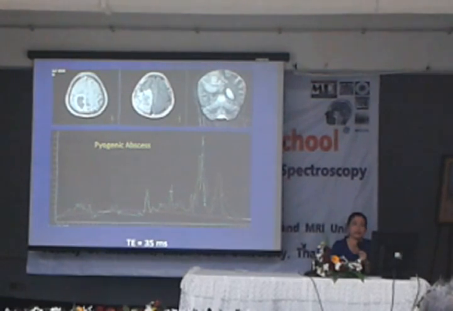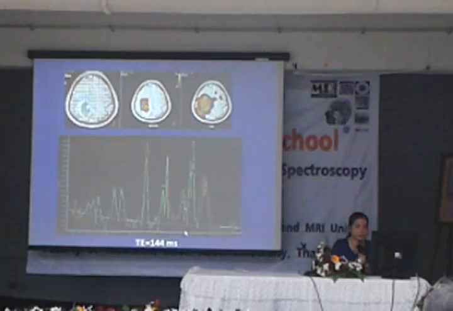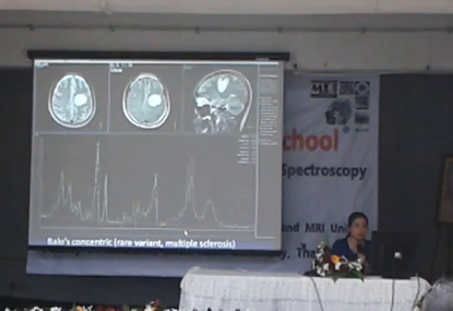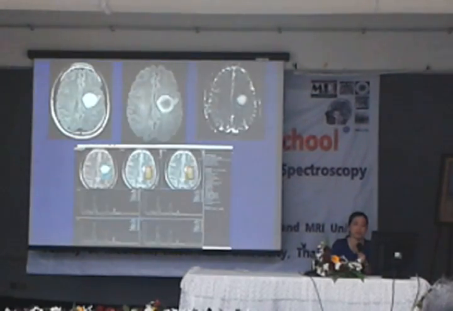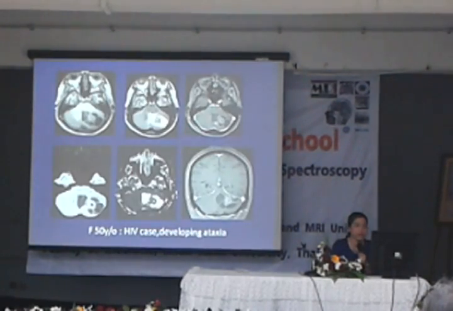And in this case again, a brain abscess in a boy, when we put the voxel in the region, we detect amino acid, lipid, and lactate. It's consistent with infection because we didn't see any choline to suggest a tumor. Okay, that's the advantage of MR spectroscopy.